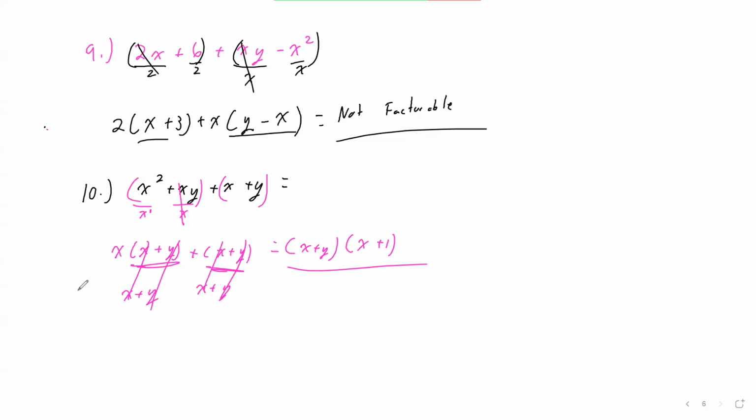All right. I think this is the last one on this section. We'll take a little break. See how you do. 8xy minus 6wy minus 12xz plus 9wz.